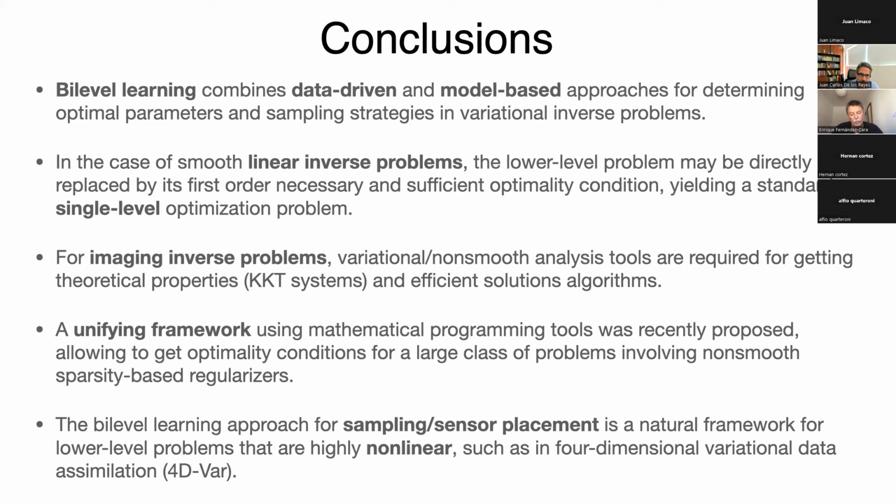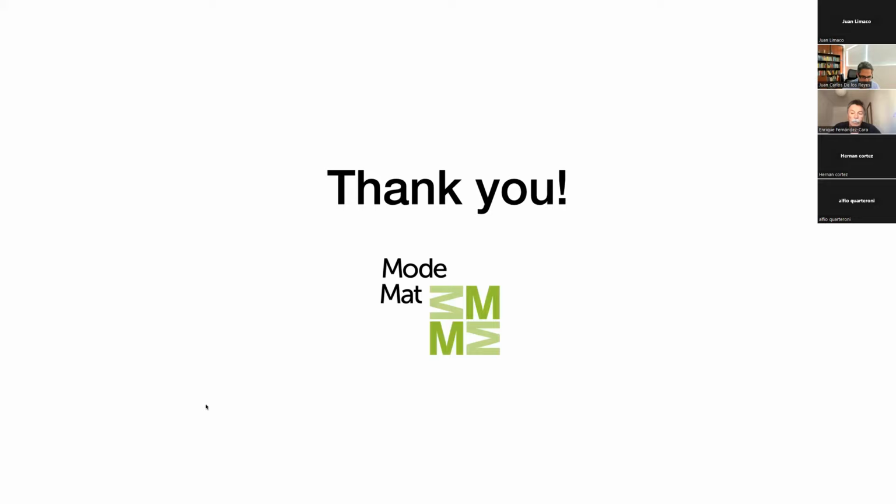And a part of that, the bi-level learning approach for sampling or sensor placement, which is another name, is also a natural framework for dealing with lower level problems that are highly nonlinear, which is what happens, for instance, in four-dimensional variational data assimilation. And with this, I would like to thank you for your attention, and I'd be happy to answer any questions.